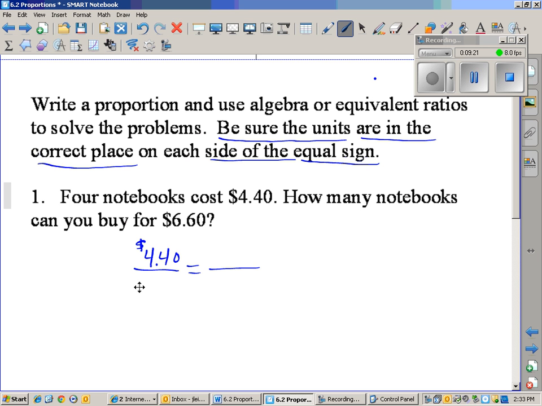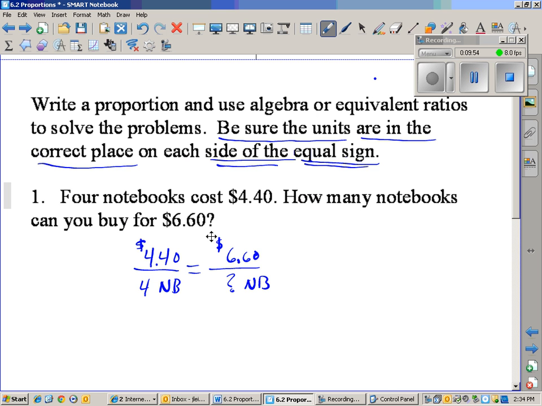I've got $4.40 for 4 notebooks. Now, it didn't matter if I put the 440 in the numerator or in the denominator, but once I committed it to the numerator on this side of the equal sign, I've got to have it on that side. The money has got to be in the numerator on the other side. So $6.60 for how many notebooks? That's our question.